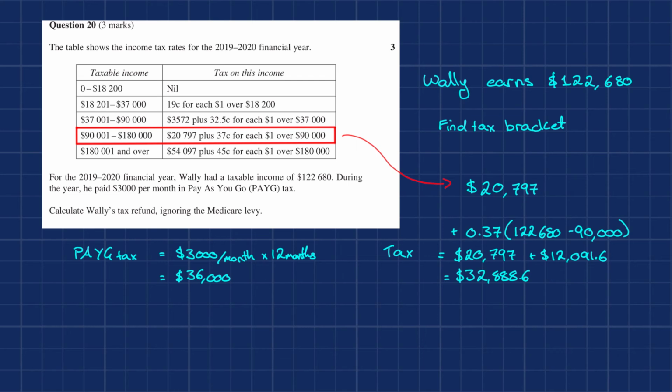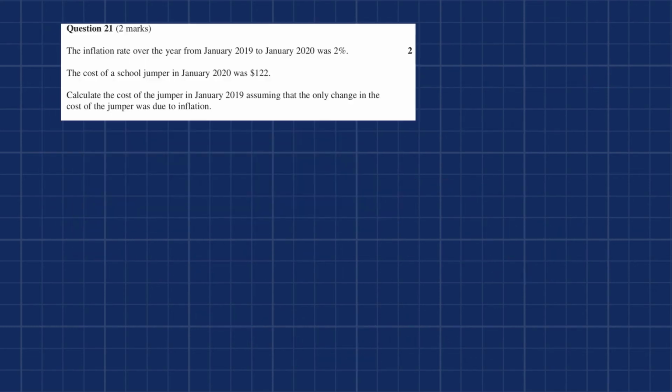he was required to pay. So by his tax bracket, we know he's required to pay $32,000. He did pay $36,000, so we simply take the difference between these two numbers. 36,000 minus $32,888.60 gives us $3,111.40.